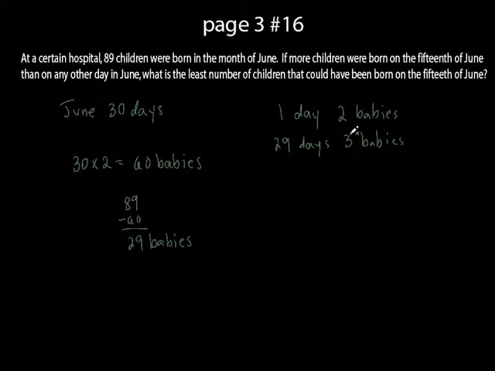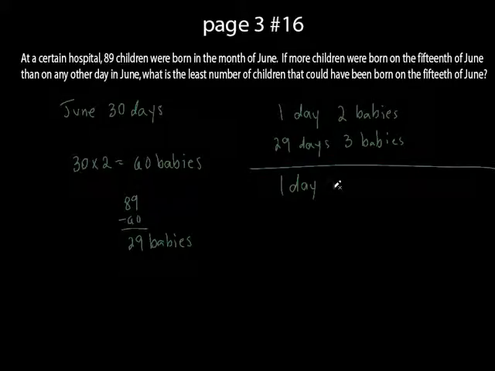one of, let's see, we'll take one of these babies. Again, my explanation is pretty rough here. So yeah, let's take one of these babies and give it to day 15. Let's do this again. If I take one of the babies born on any of these 29 days, let's say on the 1st, and then we give it to the 15th.